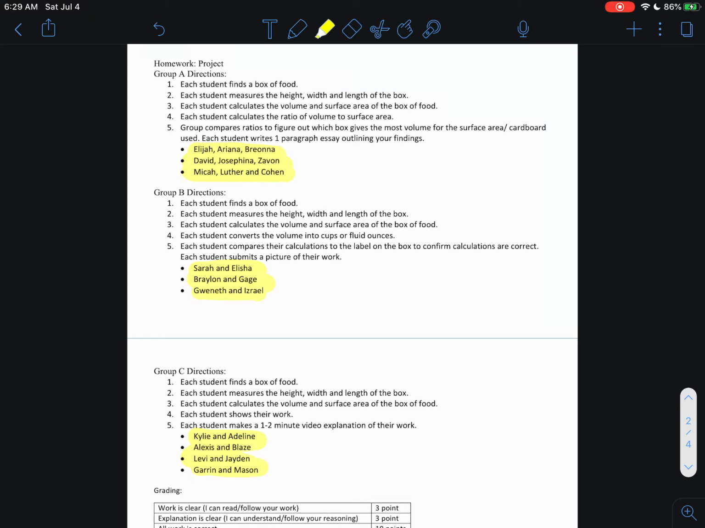And then if you're in group 1, you are writing a 1-paragraph essay about your findings. Each student is going to write their own essay. In group 5, you are submitting a picture of your work. And then that was group B. And then group C, you are making a video where you explain to me all of your steps.